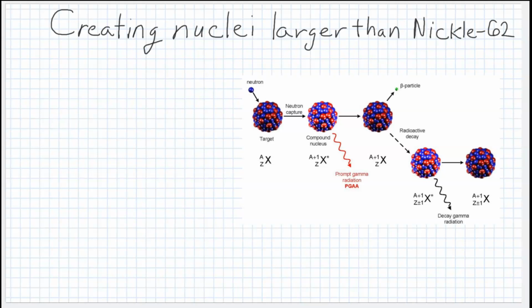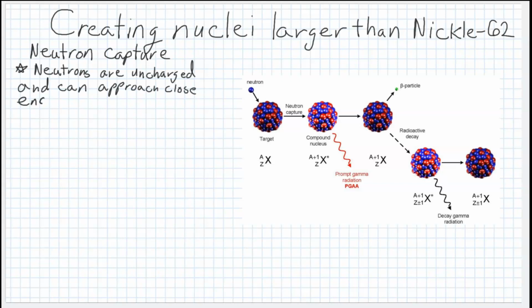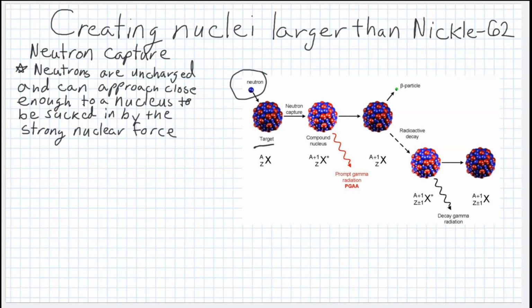This video is going to be about creating nuclei larger than Nickel-62. In order to create elements larger than Nickel-62, because fusion is energetically not favorable, we have to do something called neutron capture. You can add neutrons to a nucleus more easily than you can add protons, because neutrons are uncharged and can approach close enough to a nucleus for the strong nuclear force to add them and suck them in. So this diagram shows how that works.